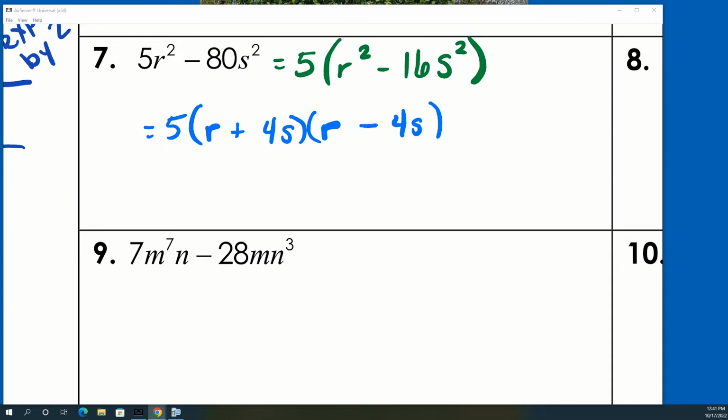All right, I'm going to have you guys try 8. It's a little bit more difficult than 7. Factor out a common factor first on this one, just like we did on 7.